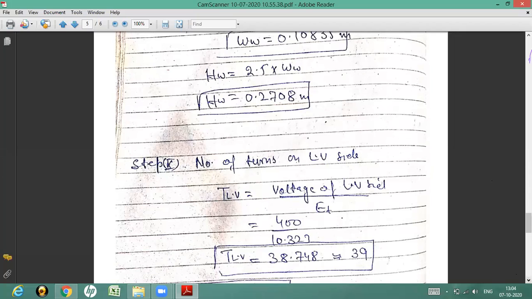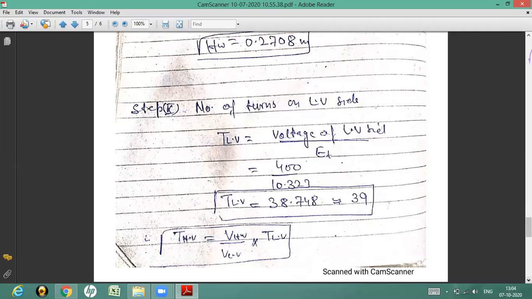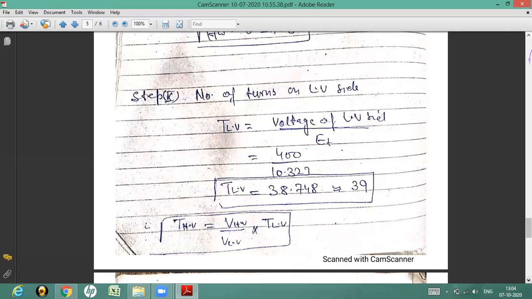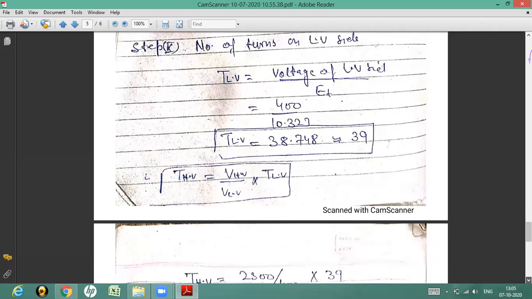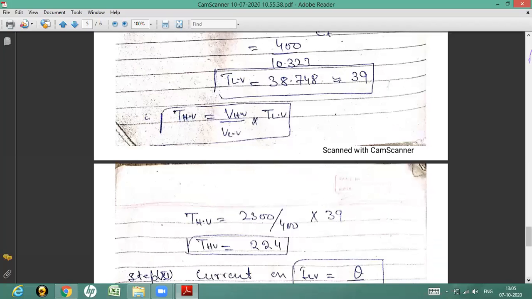Okay, the next step will be, you have to calculate the number of turns on the high voltage side, and for calculating the number of turns on the high voltage side, you can use the formula, that is turns ratio VLV upon VHV is equal to TLV upon THV. So what is the value? 225. So I got 224 exactly here. No issue at all. You can take 225.